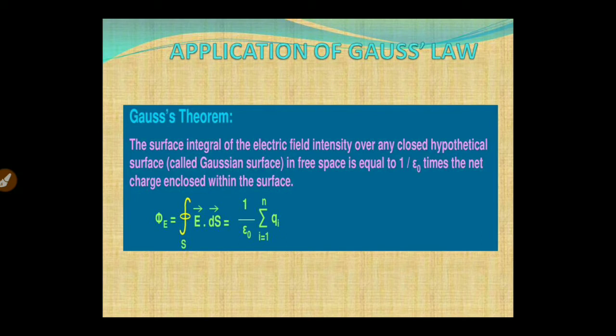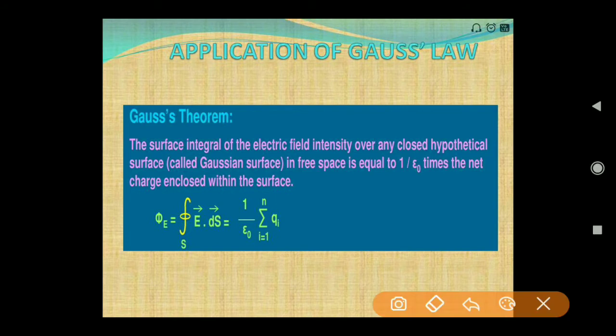And mathematically, you can write this as phi e, which is the electric flux, is the closed integration of E dot dS, and this is equal to 1 upon epsilon naught times the summation of i equals 1 to n of q i, where q i are the charges, where i is equal to 1 to n, any number of charges enclosed by the Gaussian surface. So this is the mathematical explanation of this Gauss theorem.